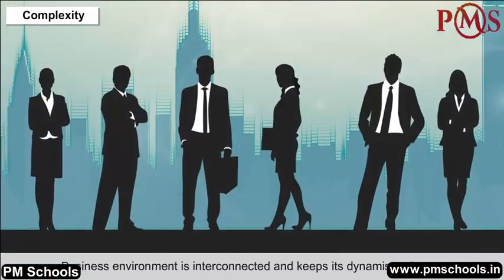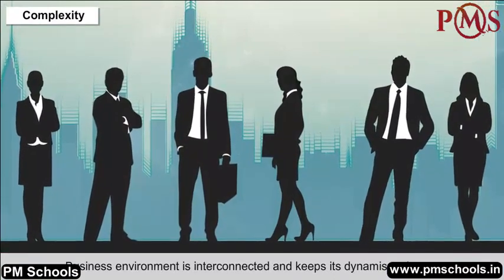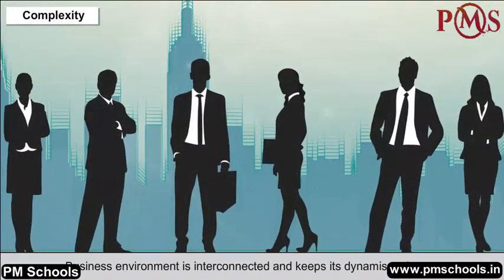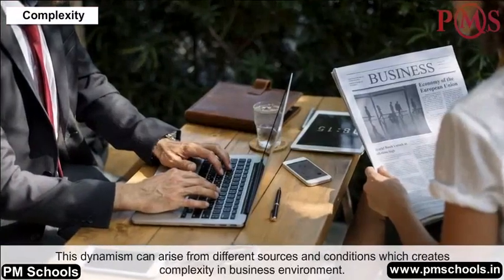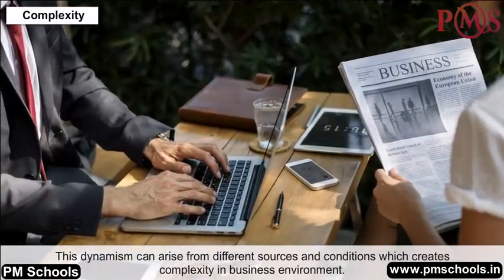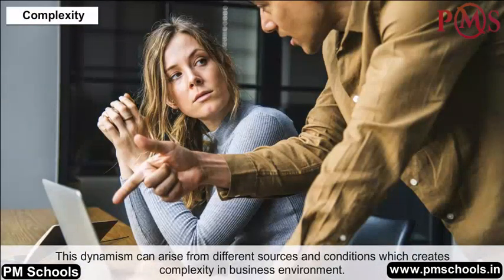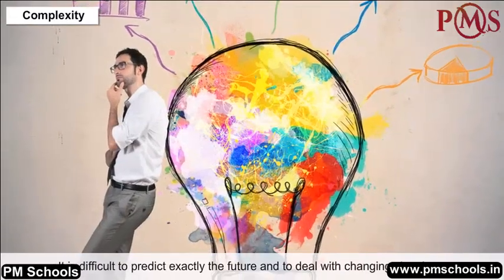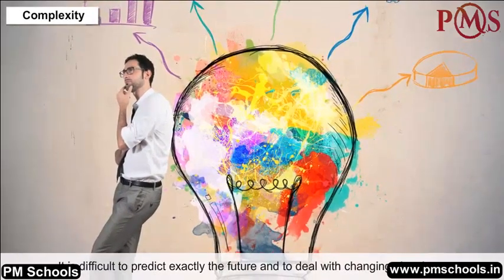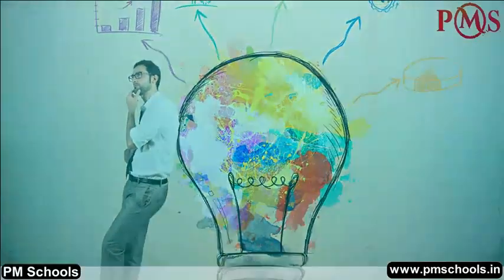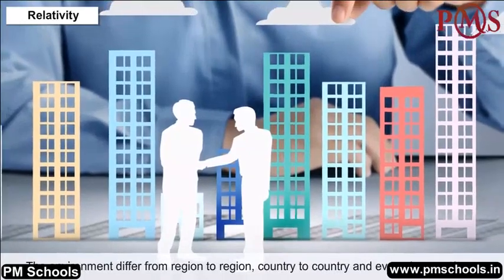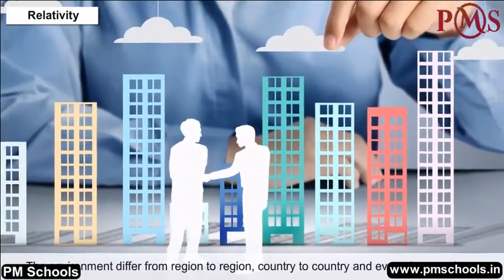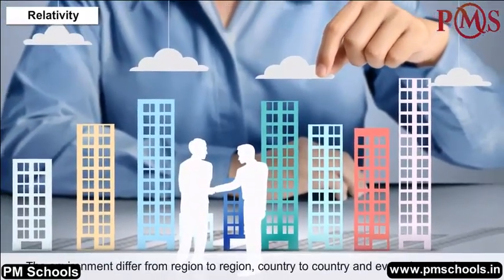Complexity. Business environment is interconnected and keeps its dynamism always. This dynamism can arise from different sources and conditions, which creates complexity in business environment. It is difficult to predict exactly the future and to deal with the changing situations. Relativity. Business environment is a relative concept. The environment differs from region to region, country to country, and even place to place.